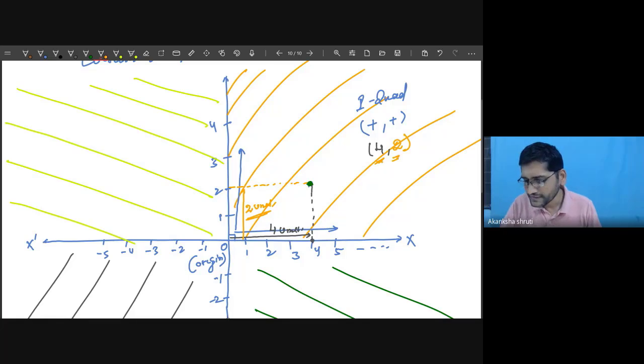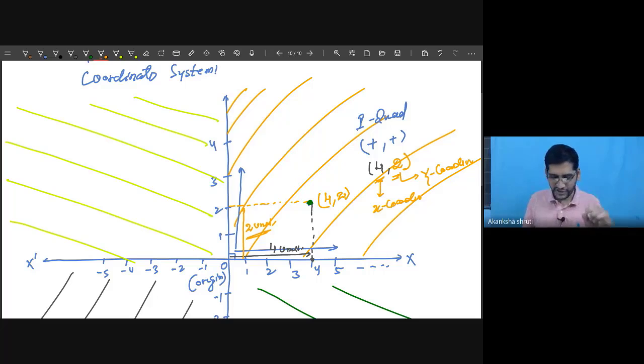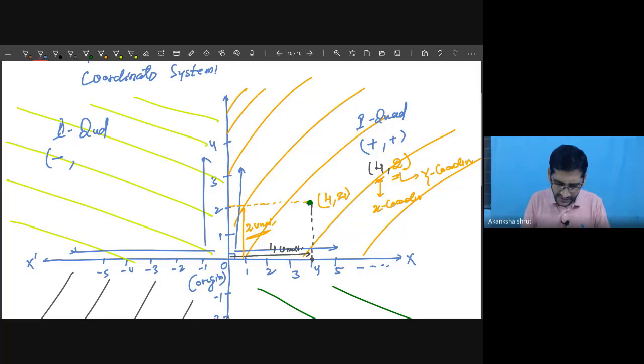Here we observe both x and y are positive. This way a point is allocated. So in the first quadrant, both the x and y coordinates are positive: 4 is your x coordinate and 2 is your y coordinate. We have learned this in much detail in our earlier class. Now coming to the second rectangular part, this is called the second quadrant. How to identify it? In this case, the x coordinate will be negative. For x you have to move along this, but for y you move along this, which is positive.